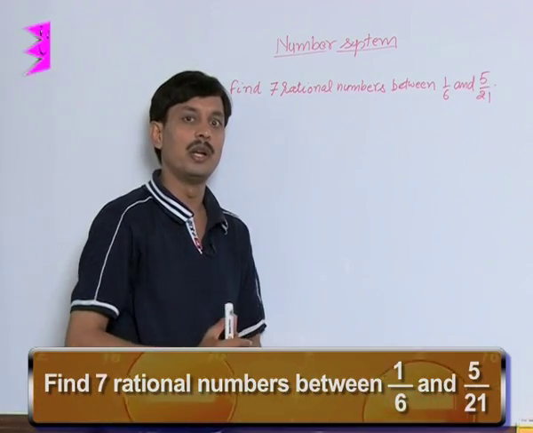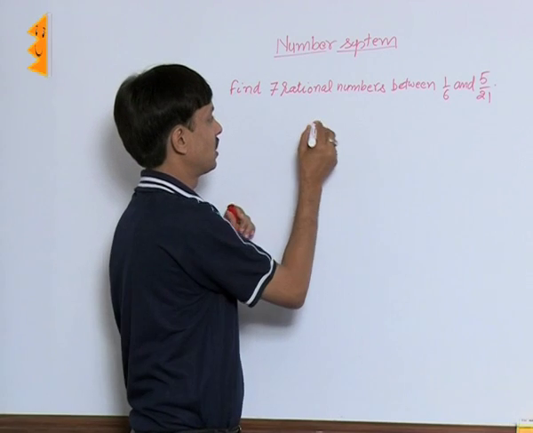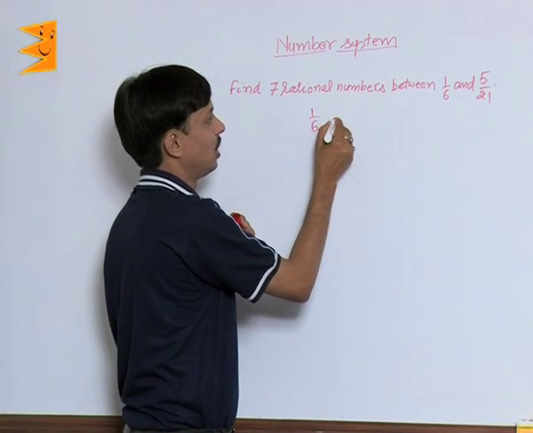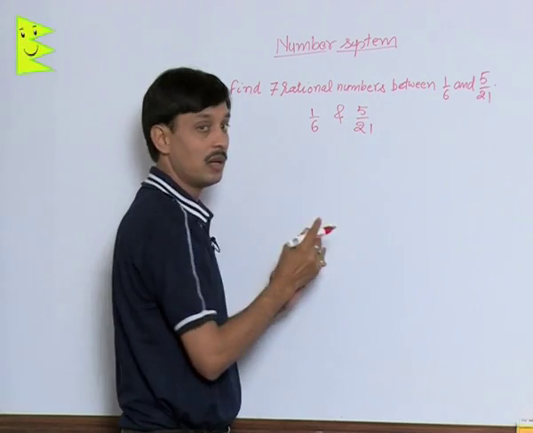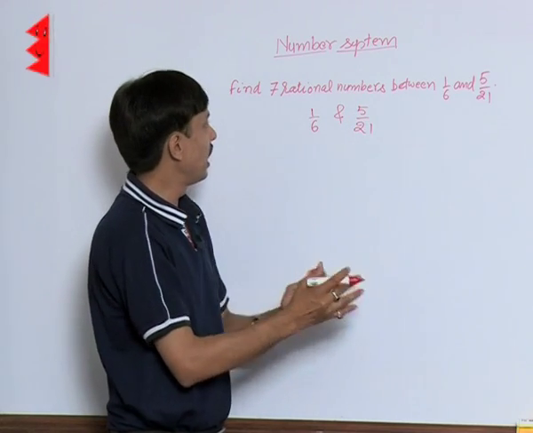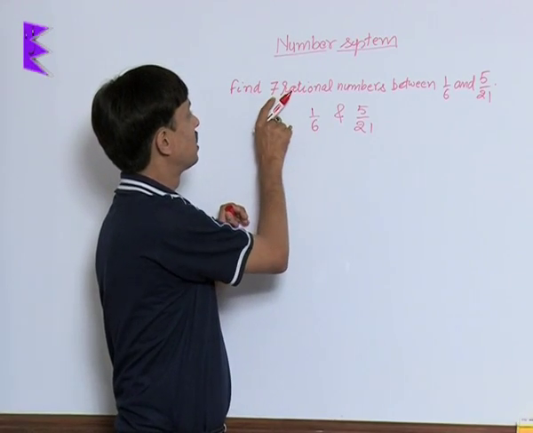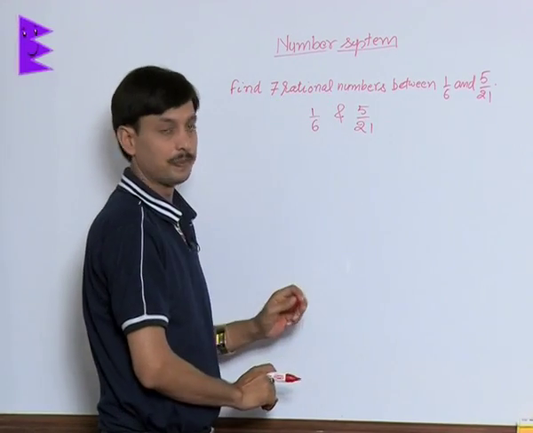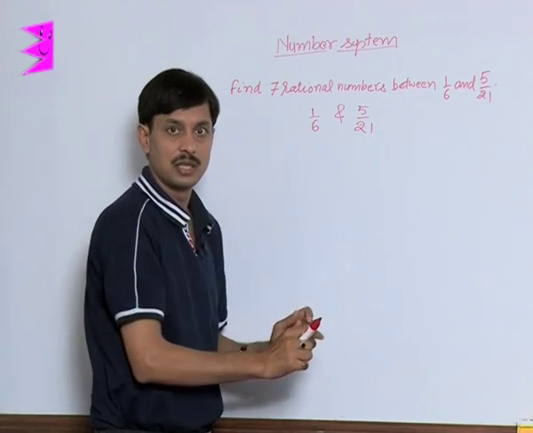and 5 by 21. We have two numbers, the first number is 1 by 6 and the second number is 5 by 21. What we actually need to do is find 7 rational numbers between this and this.